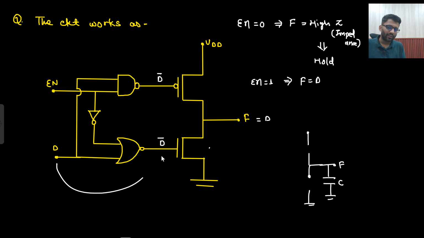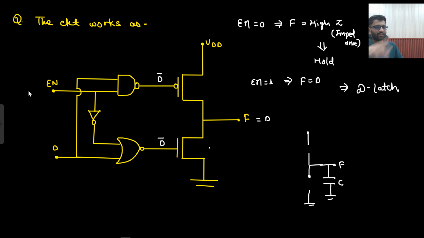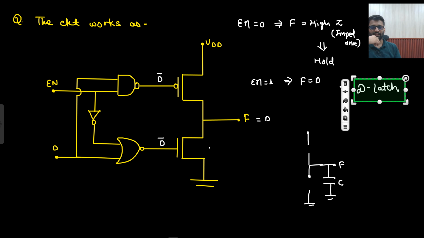So whatever data you are having, that is latched here. If enable is 1, F equals D, and if enable was 0, it was doing the hold operation. So what do you think this is? D latch. So you have implemented a D latch. If enable is 0, it is holding the previous state. If enable is 1, F equals D. So this is your D latch.